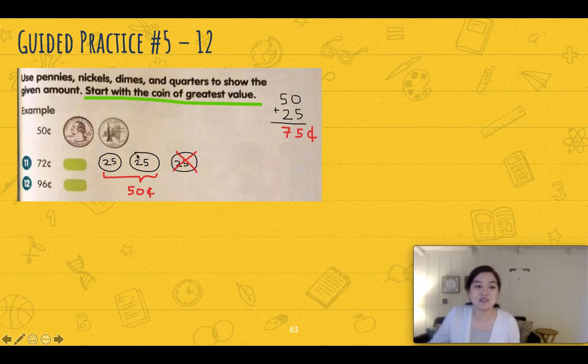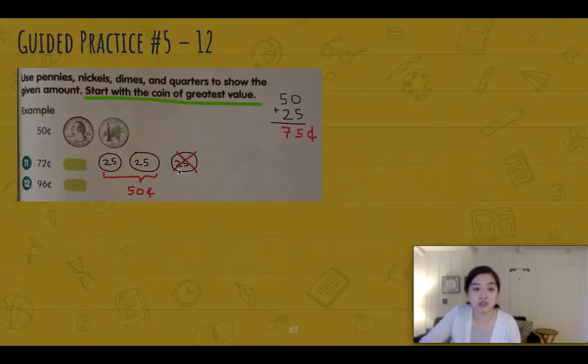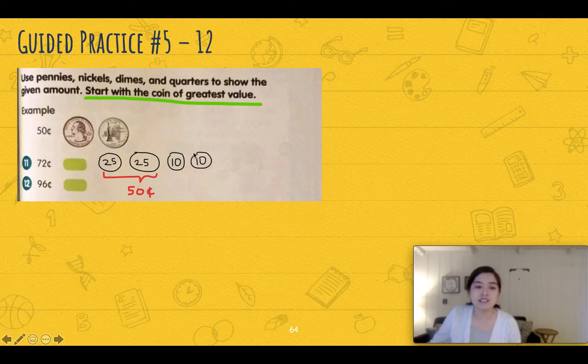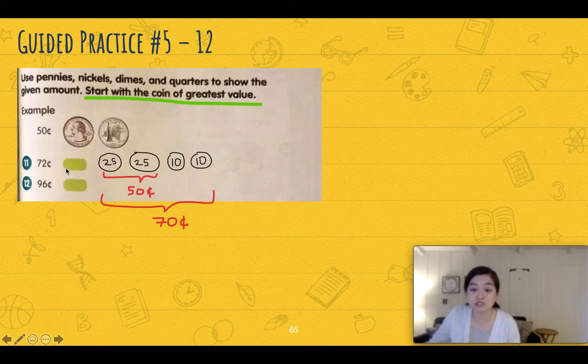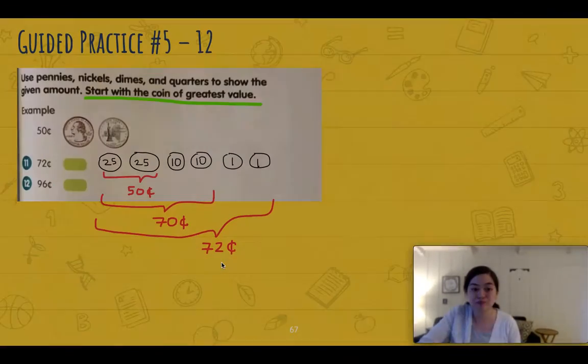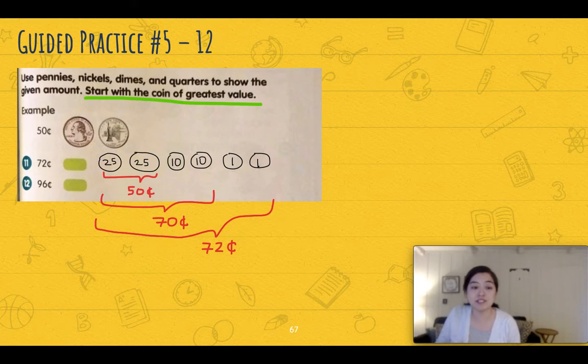Okay. So I'm going to keep it at 2 quarters. And I'm going to add some dimes and see. So this 2 quarters is 50, then 60, then 70. Ooh, I have 70 cents. That's really close to 72 cents, isn't it? I just have to add 2 more cents. And to add 2 more cents, I just have to add 2 more pennies. And now I'm done, okay? So to make 72 cents, I have 2 quarters, 2 dimes, and 2 pennies.